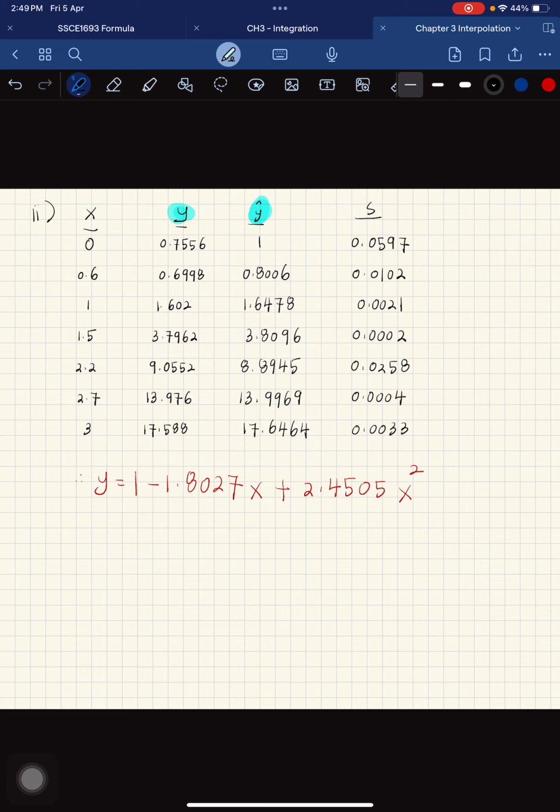So total we get 0.1017. So answer S equal to summation y minus y estimation squared equal to 0.1017. So this is the answer for number 2.